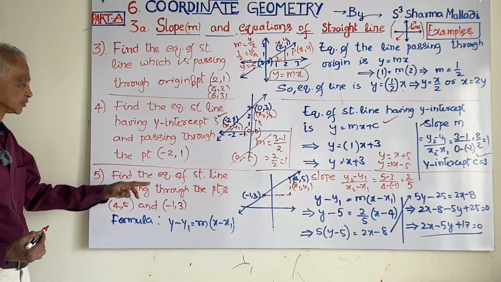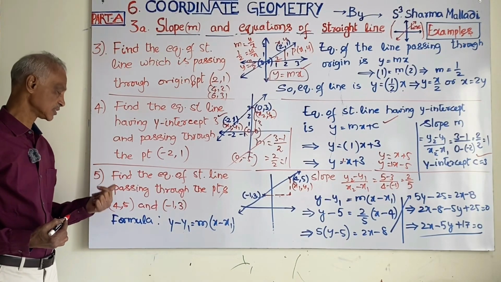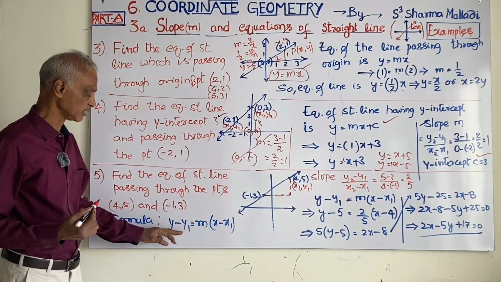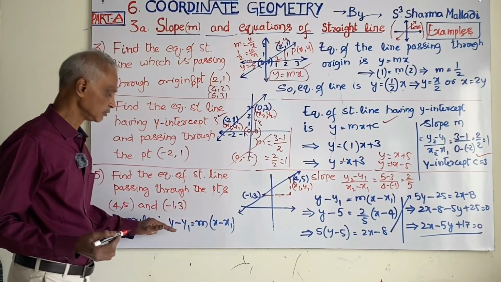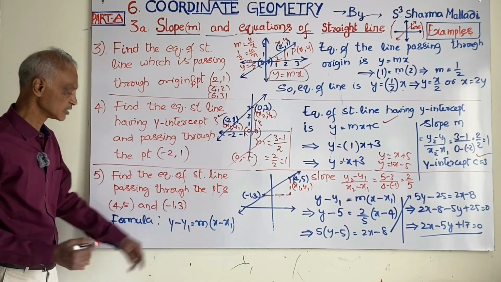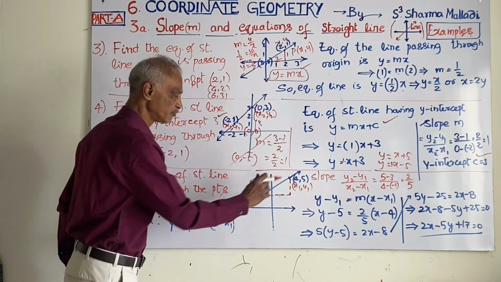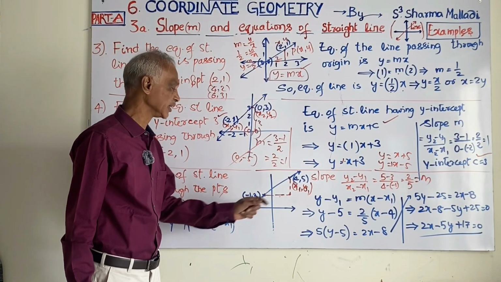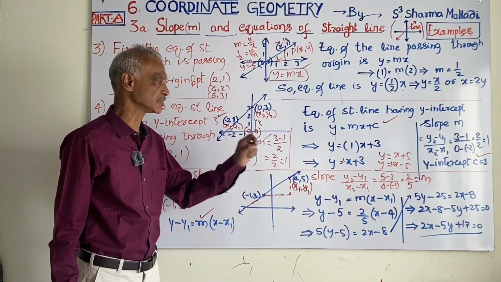Now, fifth problem. Find the equation of straight line passing through the points 4, 5 and minus 1, 3. What is the equation of the straight line passing through 2 points? We have many formulas, but we have to take this formula: y minus y1 is equal to m into x minus x1. One problem can be done in many ways, but one method I will explain. First you have to find the slope of the line passing through minus 1, 3 and 4, 5. y2 minus y1 by x2 minus x1 means 5 minus 3 by 4 minus of minus 1. You will get 2 by 5 as the slope of the line. M is equal to 2 by 5.